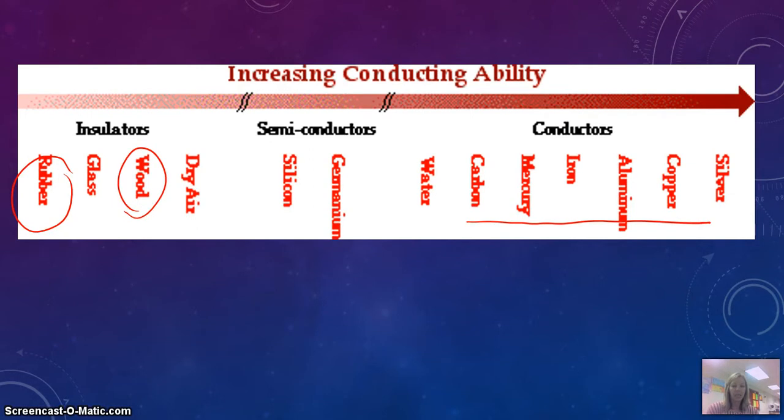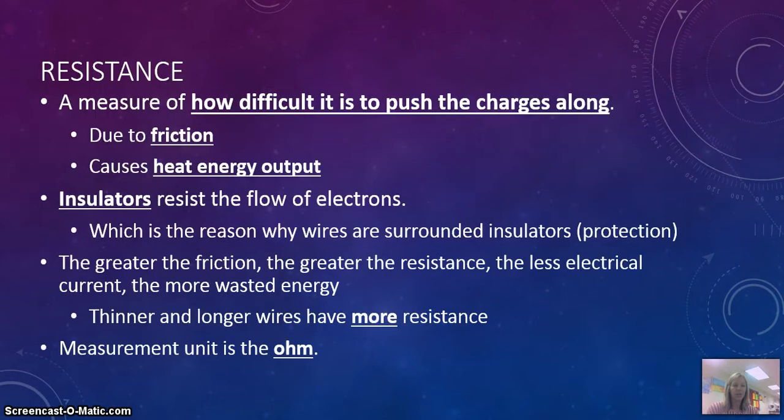And we're going to move on to start talking about the last part of your chart, which is resistance. This is the last type of measurement you need to understand for electricity, and it is the measurement of how difficult it is to push the charges along. So how difficult is it for that battery or that energy source to force the current to flow through the material?